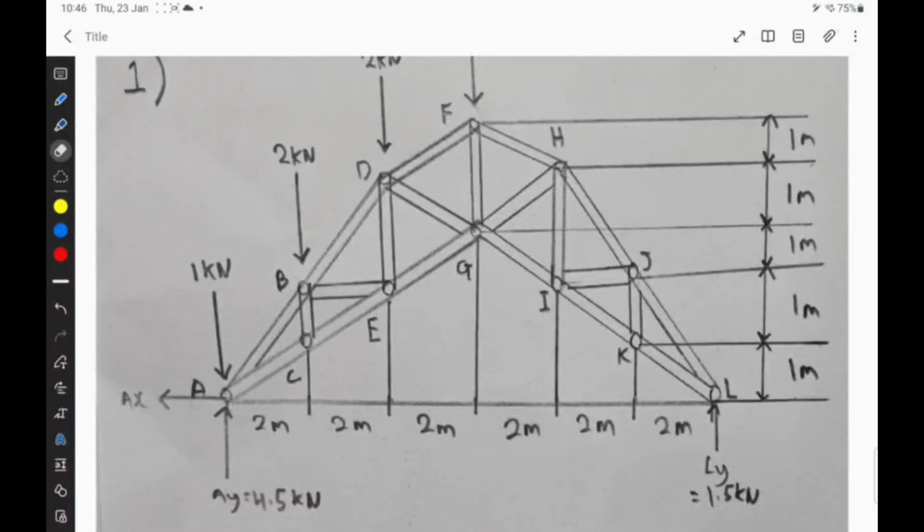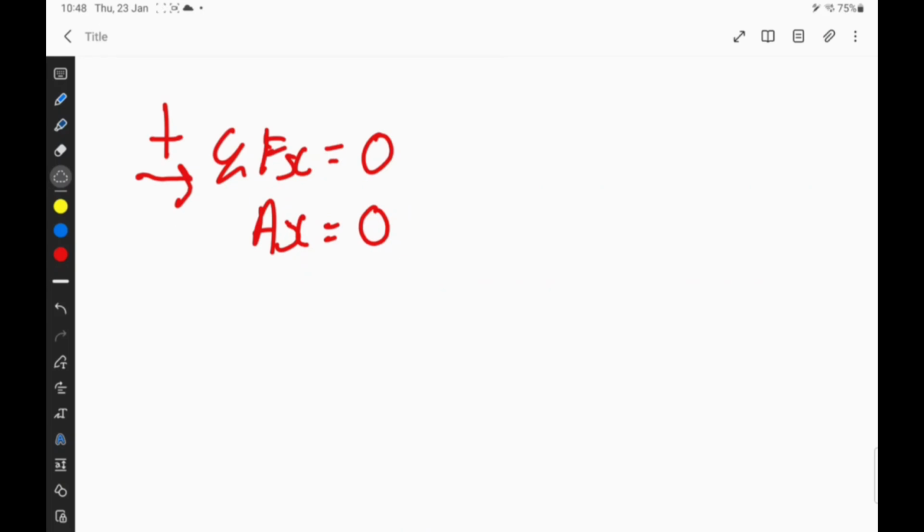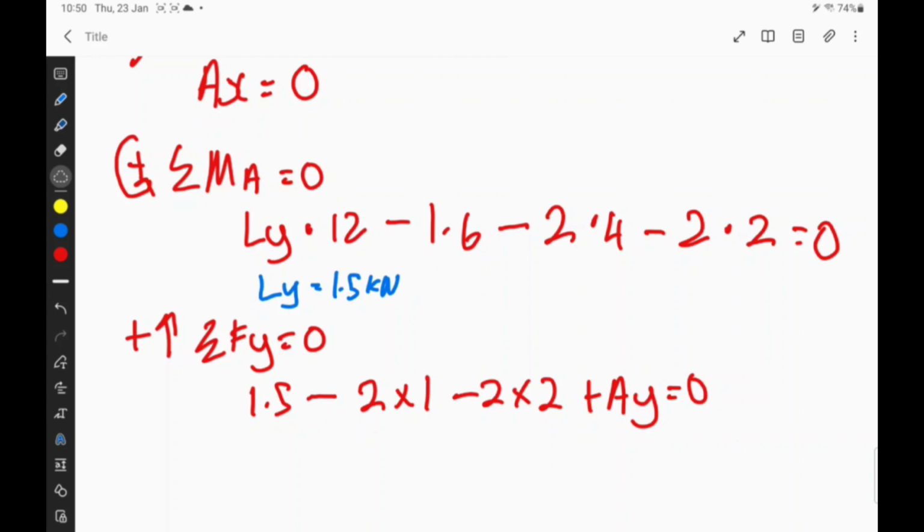This is the first question. From the equation, we get sum Fx equal to 0, meaning Ax equal to 0. Next, we find sum moment. Sum moment of A equal to 0. And then, Ly we got 1.5 kilonewton. After that, we find sum Fy equal to 0 to find Y.